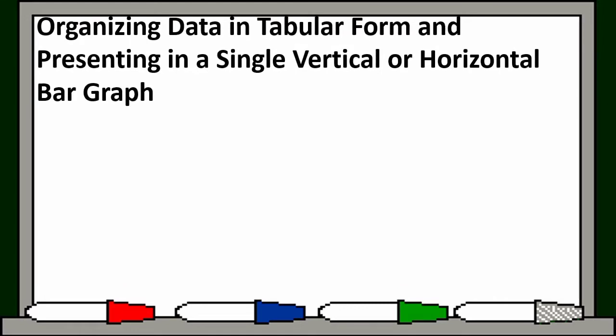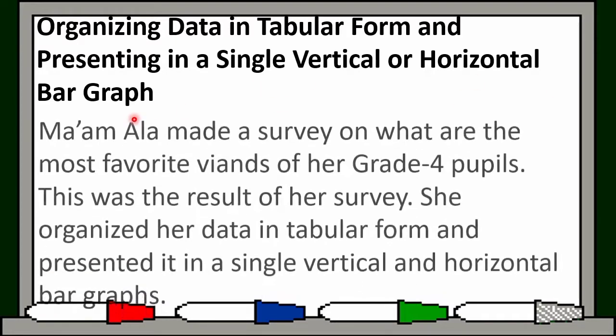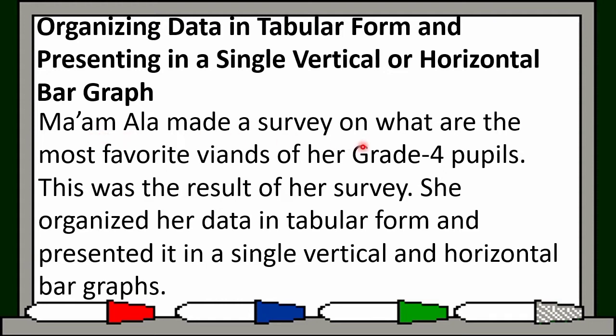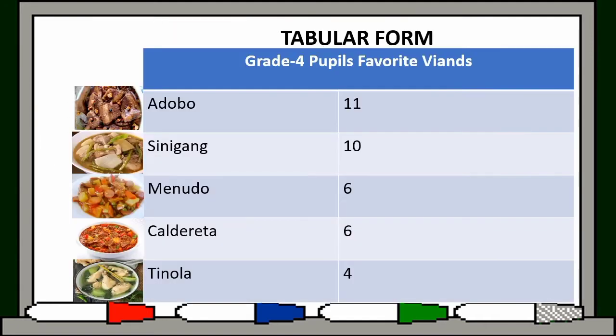Let's talk about organizing data in tabular form and presenting in a single vertical or horizontal bar graph. Let us read. Ma'am Ala made a survey on what are the most favorite viands of her grade 4 pupils. This was the result of her survey. She organized her data in tabular form and presented it in a single vertical and horizontal bar graphs. This is an example of tabular form.